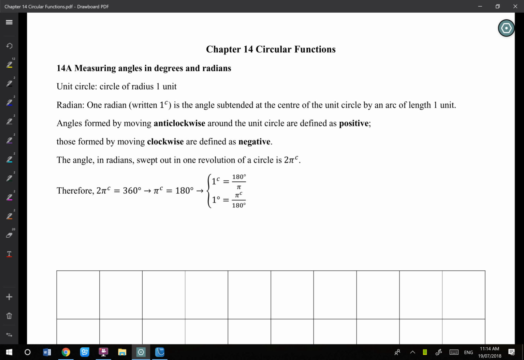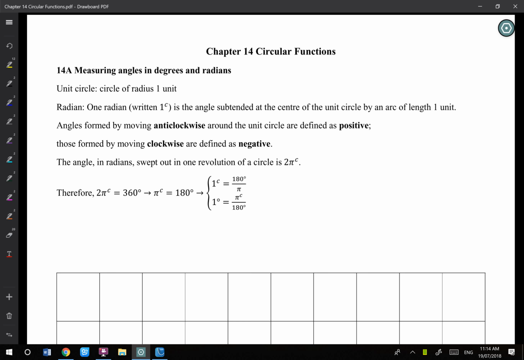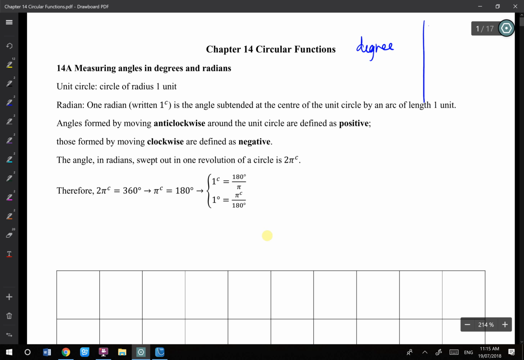Before we talk about angles in degrees, there are two units for angles. One is degree, and the other one, I'm not sure if you have learned it last year. If not, that's a new thing for you. It's called radian. We have degree mode and radian mode. It will be the same as when we talk about lengths. We have meters and centimeters and kilometers. But for angles, we have degree and radian.